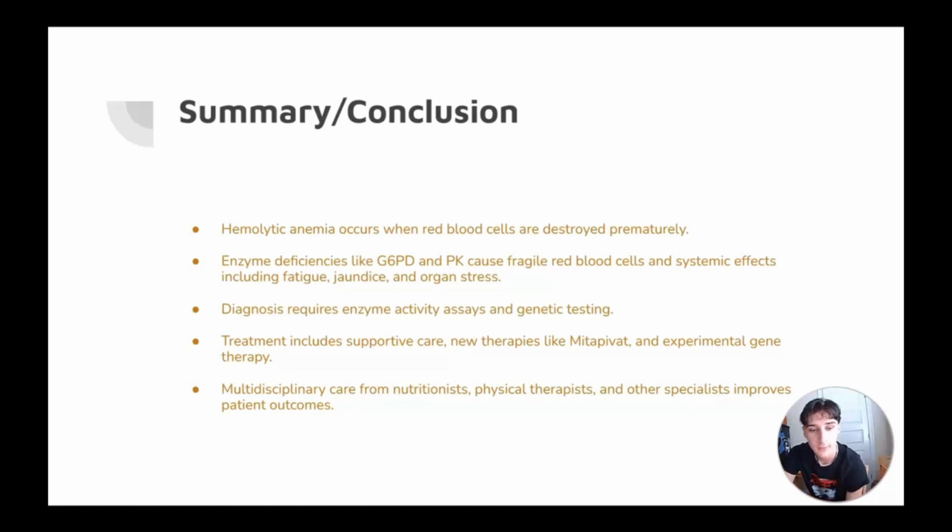Alright, and then the summary of everything. Hemolytic anemia occurs when red blood cells are destroyed prematurely. There are enzyme deficiencies, like G6PD and pyruvate kinase deficiency, which cause fragile red blood cells and systemic effects. Diagnosis requires enzyme activity assays and genetic testing. Treatment includes supportive care, new therapies like mitapivat, and experimental gene therapy. And it's a multidisciplinary care team, from nutritionists and physical therapists to other specialists, that helps improve patient outcomes.